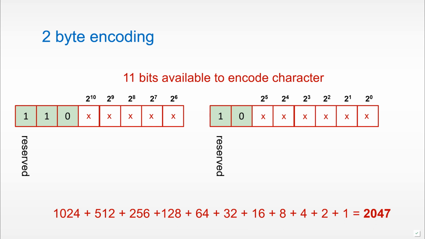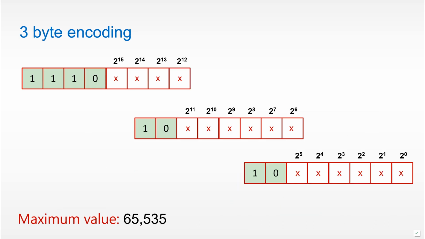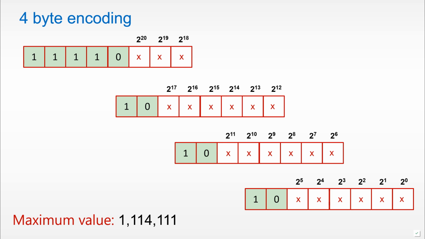But again, the real world actually involves a lot more alphabets and emojis and things like that. So we can very easily go to 3 bytes if we like to. In this case, we go all the way up to 2 to the power of 15 for a total of over 65,000 possible characters. Or if we go to an encoding with 4 bytes, we can go to over 1 million possible characters.